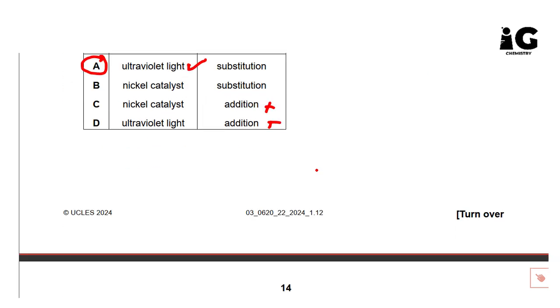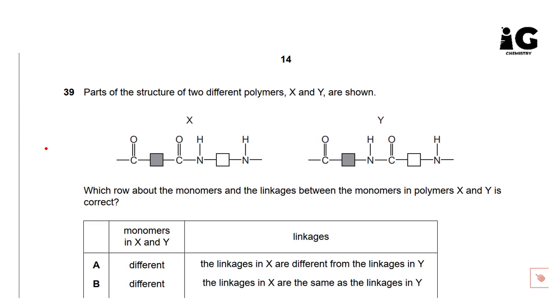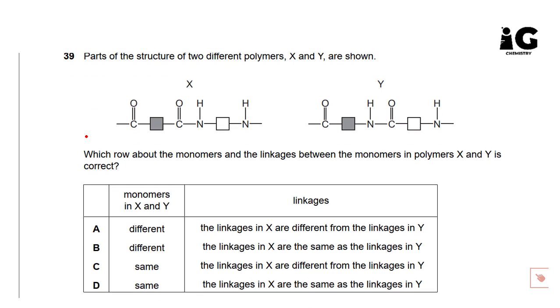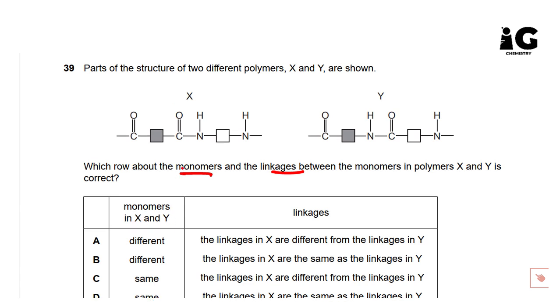And then 39, parts of the structure of 2 different monomers X and Y are shown. Which statement about the monomers and the linkage between the monomers of polymers X and Y is correct? So here let's check monomers in X and Y. Are they different or the same? First we should determine the repeating unit. So this is the monomer, first one in X, and here is the second monomer. And you see guys, here we have the link.